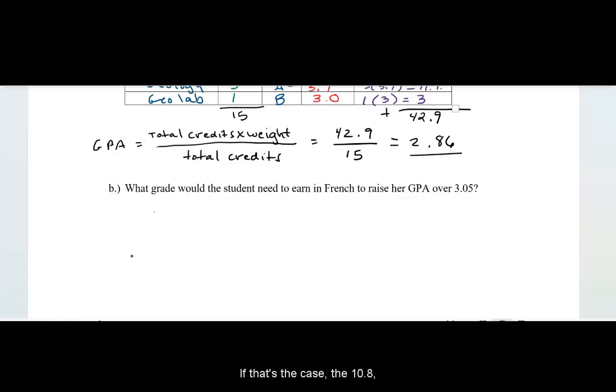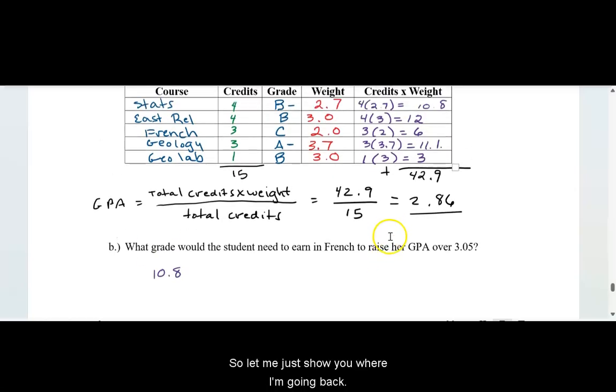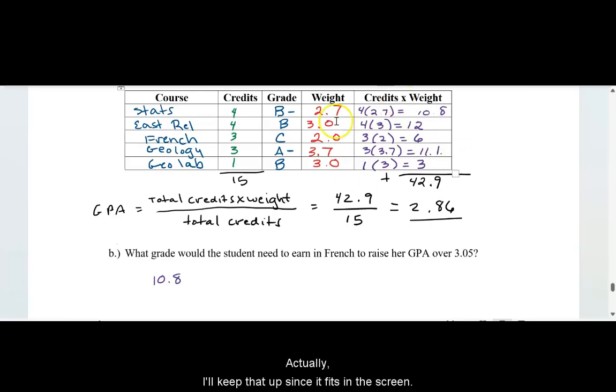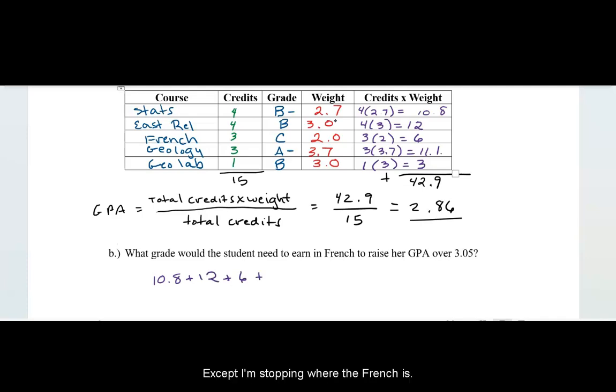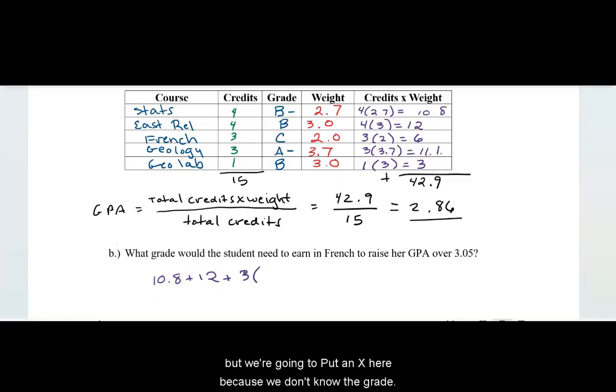If that's the case, the 10.8, I'm just going back, so let me just show you where I'm going back. I'm going back to this. Actually, I'll keep that up since it fits in the screen. I'm going back and adding up our credits times the weights, except I'm stopping where the French is, and I did not stop, did I? Let me go back. There we go. So I did the stats, the Eastern religion. Now I'm stopping where the French is. We know that it's 3 credits times, but we're going to put an X here because we don't know the grade. We want to know what grade would need to be earned to get a GPA over 3.05. All right, so we're just going to make that an X.